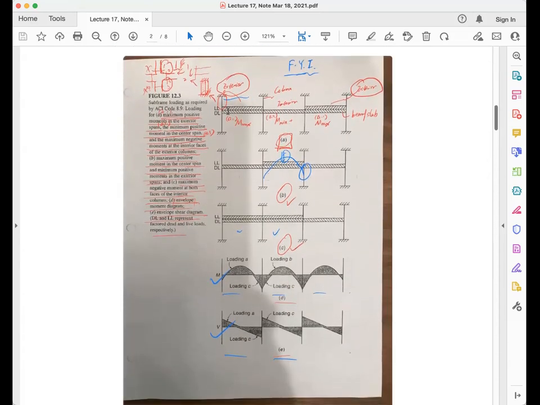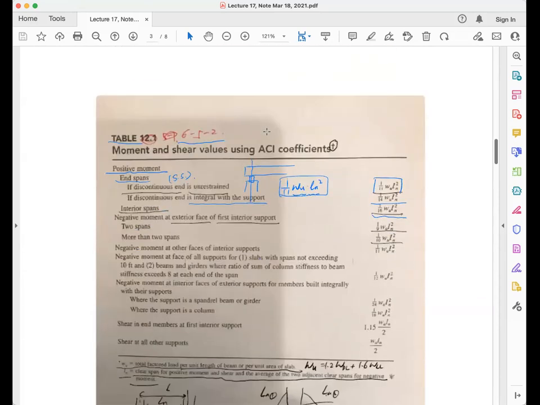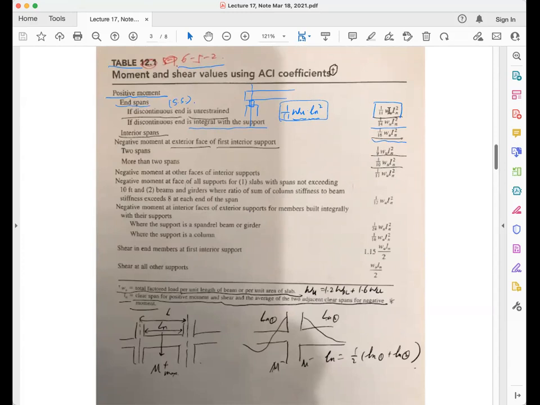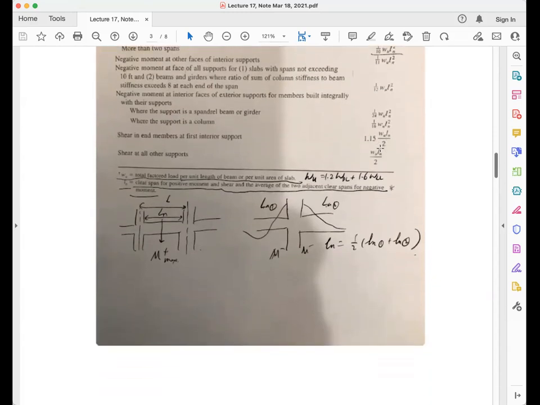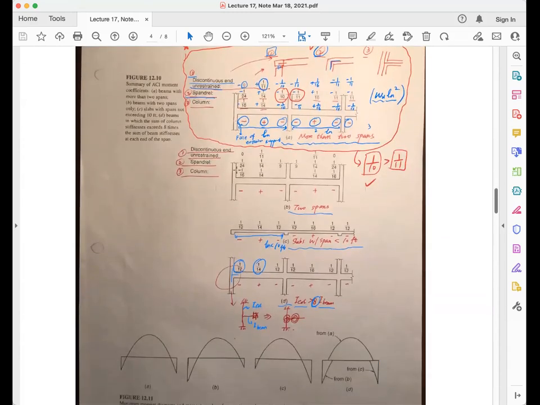However, it says, look, I have a cheat sheet. It means that I did it myself, and I considered all these design patterns and found the moment at different cross sections and eventually gave you a table. And ladies and gentlemen, please put in your notes that Figure 12.10 is the figure you need for your cheat sheet. And these are the calculated coefficients.